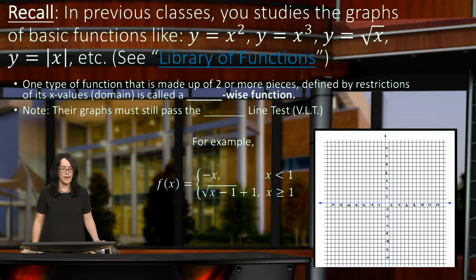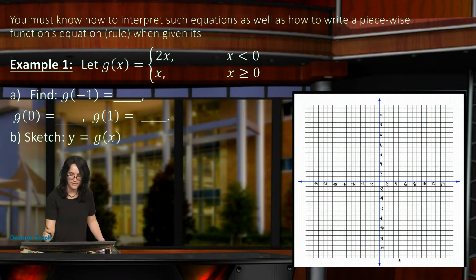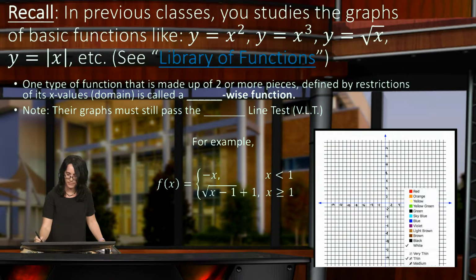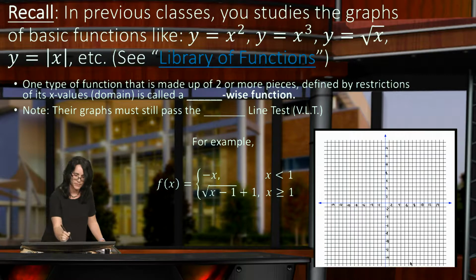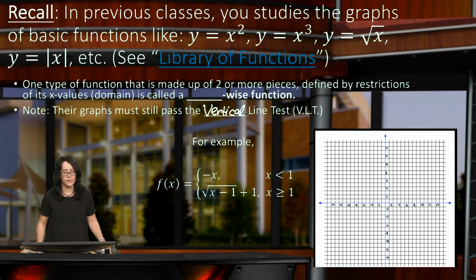But today I want to remind you that if we have a function, its graph must pass the vertical line test. See here. So we want to pass our vertical line test. And as long as a graph passes a vertical line test, we still can call it a function. Now, one type of function that is made up of two or more pieces and is defined by certain restrictions on its domain is called a piecewise function.